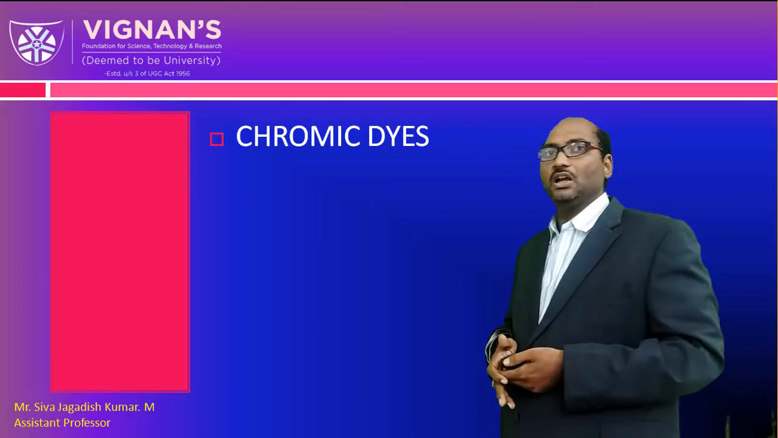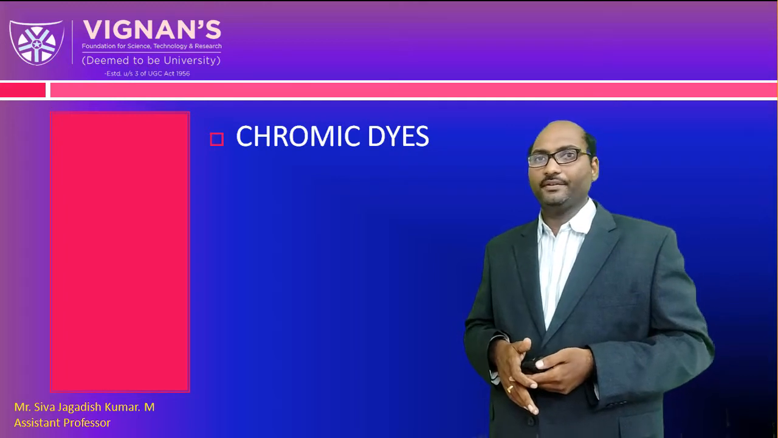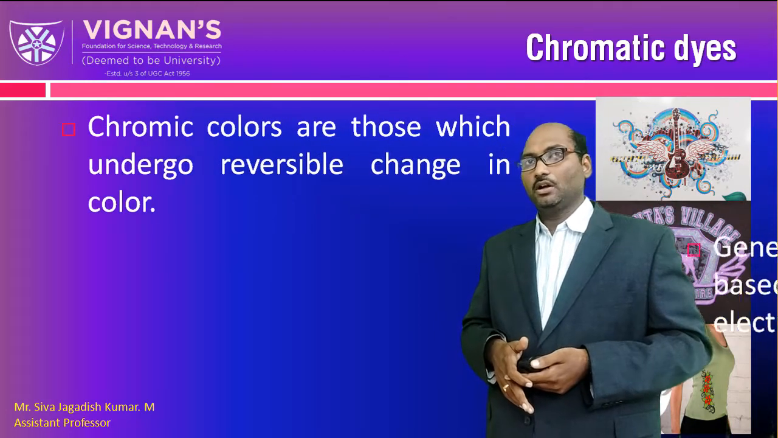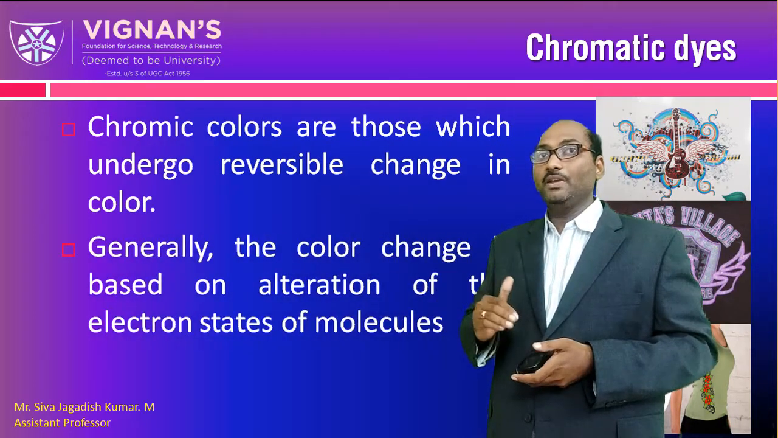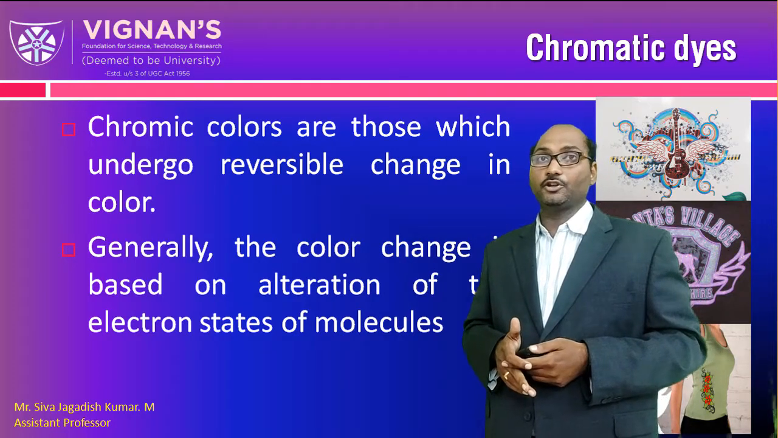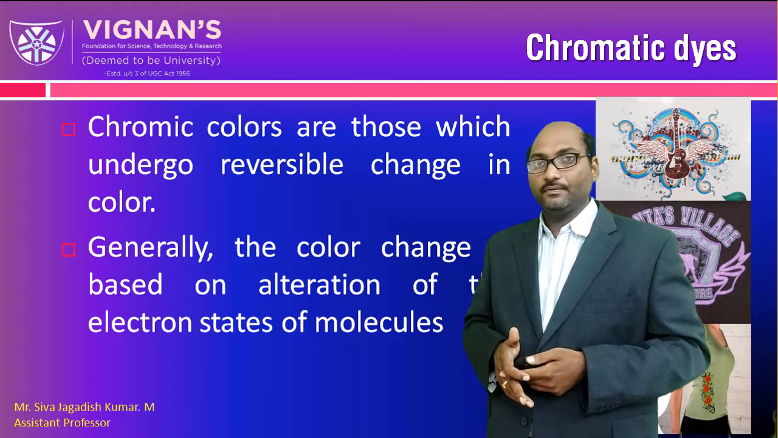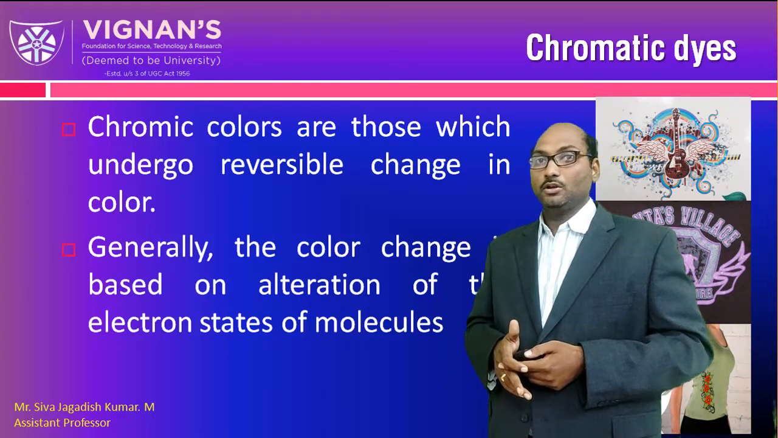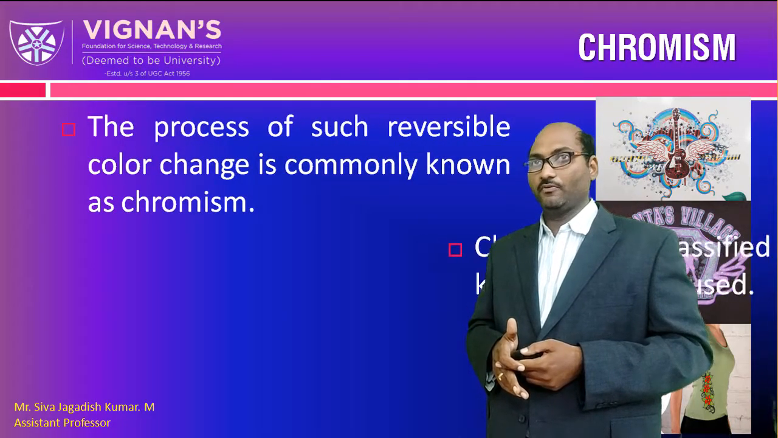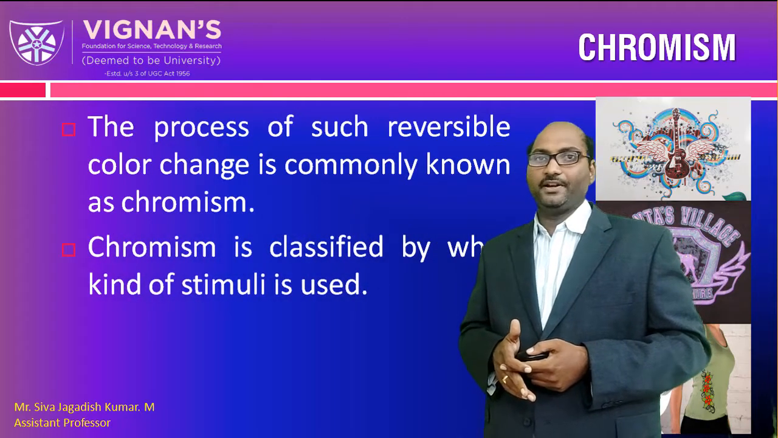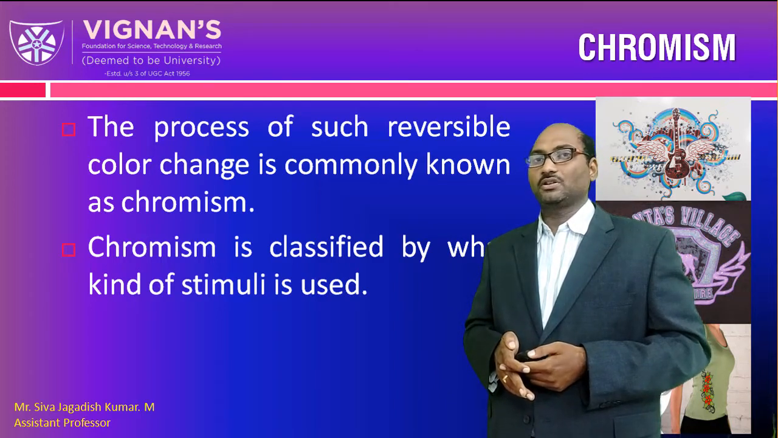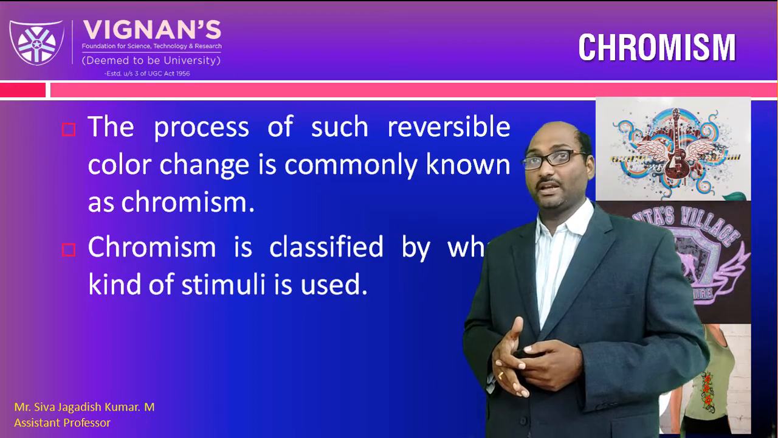And the third topic is chromic dyes. What are chromic dyes? Chromic dyes are dyes which change colors, and the change of color is reversible. Generally the color change is based on the alteration of the electron states of the molecules present in the dye. This chromism can be of various types, classified on what stimuli is used for changing the color. The process of reversible color change is referred to as chromism.